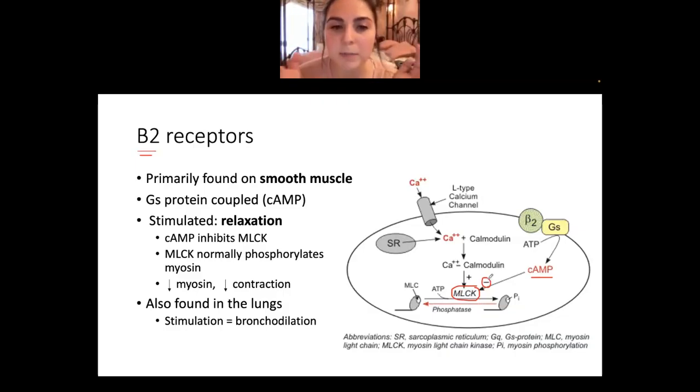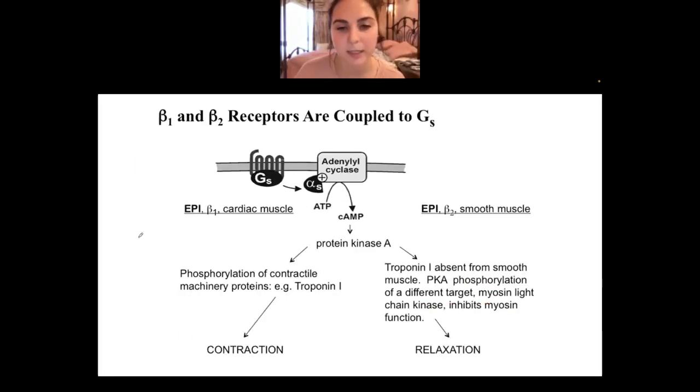So it's kind of weird because beta 1 is G alpha S, cyclic AMP, it's all the same, but that causes contraction, it increases contractility. Beta 2 is G alpha S, it's cyclic AMP, everything's the same, but its net effect is relaxation. And you just have to try and remember that with the smooth muscle, agonizing beta 2 receptors is a treatment for asthma, to help remember the relaxation. And yeah, if you inhibit myosin light chain kinase, you're not phosphorylating myosin, you're decreasing the amount of active myosin, and you need myosin to bind to actin to get a contraction, so decrease myosin, decrease contraction.